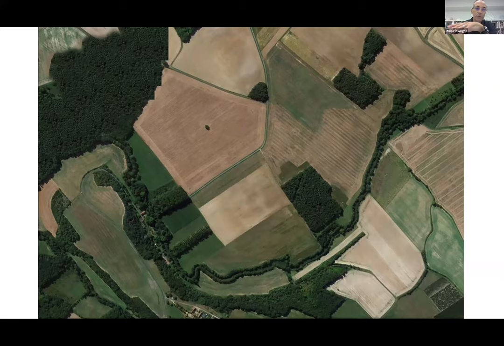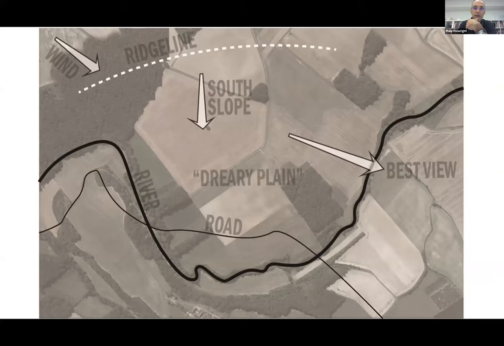Or we have a standard site analysis. If we looked at these rolling fields, I think this is in France, and did a basic site analysis, we would mostly look at environmental and sensory motor information. So where's the wind coming from? Where are the view lines? How is the ground sloped? Where are the circulation paths?